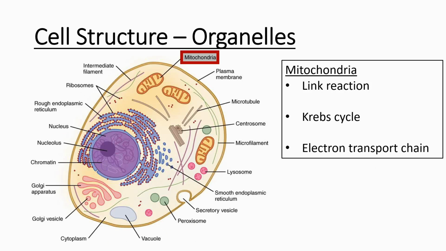Okay, let's now move on to the mitochondria. This is the site of some stages of respiration. Remember that glycolysis, the first stage of respiration, occurs in the cytoplasm. After this stage, the next stage is the link reaction, followed by the Krebs cycle and then the electron transport chain. These three steps occur in the mitochondria.